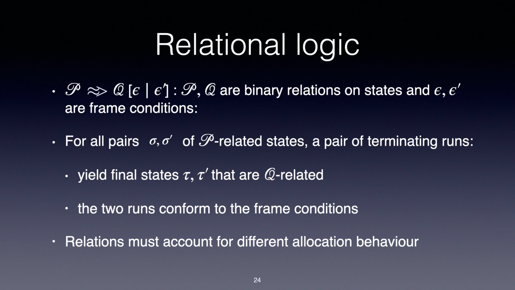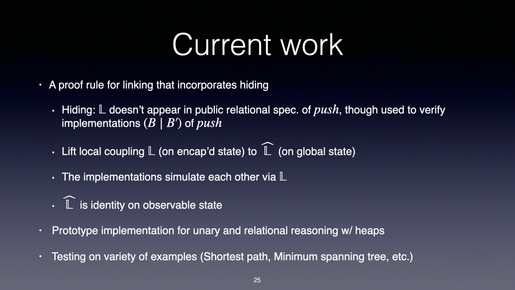And moreover, the relations must account for different allocation behavior. So if you have x gets new in one run and x gets new in another run, these two programs will not necessarily yield the same location for x, right? Because the two runs can have different allocation behavior. So there's a way to incorporate that in the semantics, and then we can reason in the logic.